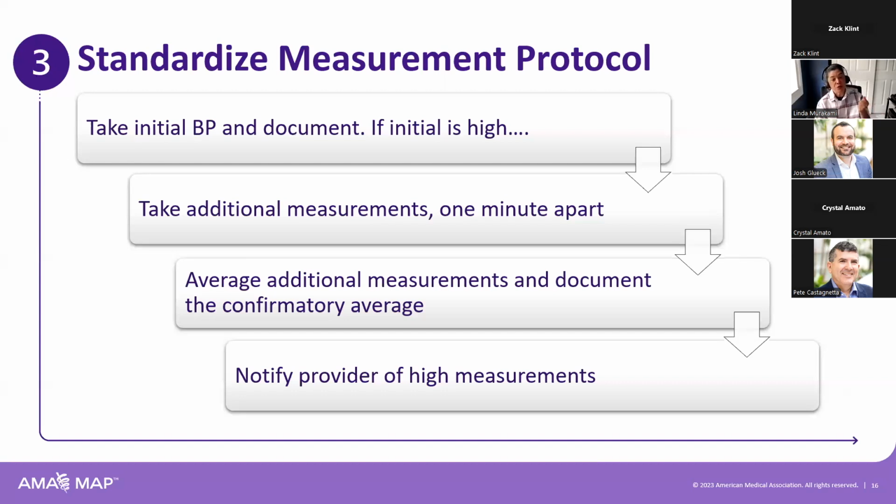You want to be sure there's a process in place for notifying the provider of the higher measurements. This can be done with a verbal alert, an EHR alert, or a visual cue. We have sites we've worked with that are using heart-shaped magnets on the door frame, so when the provider or physician walks in the room, they know there's a high blood pressure they need to address with this patient.